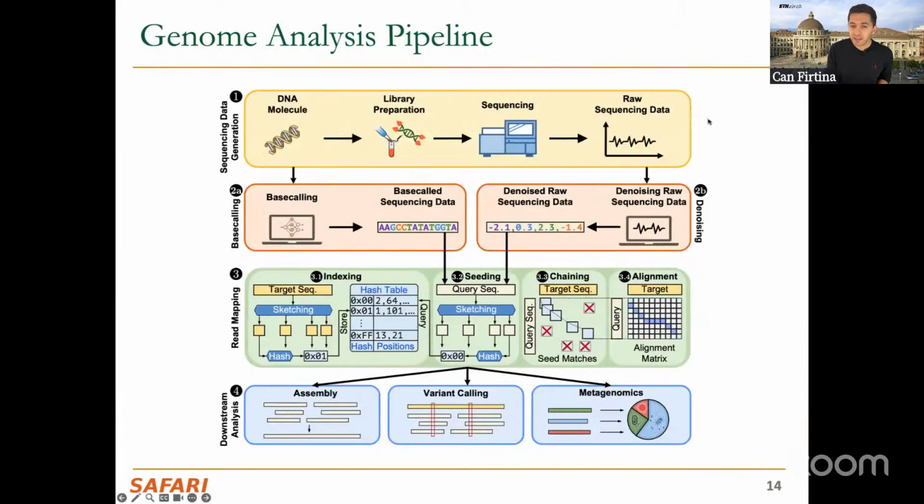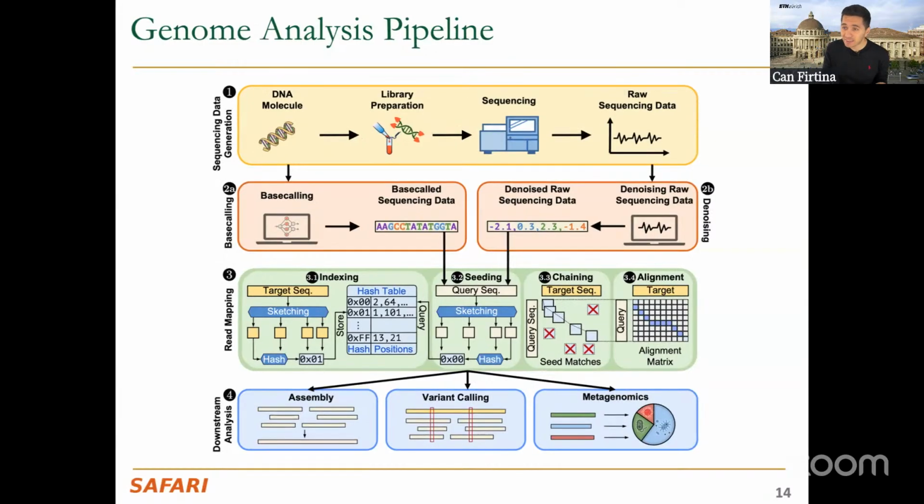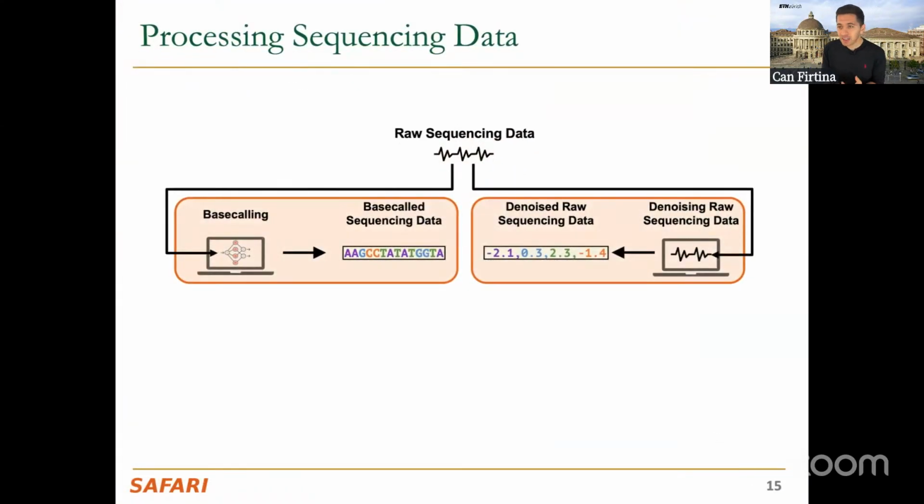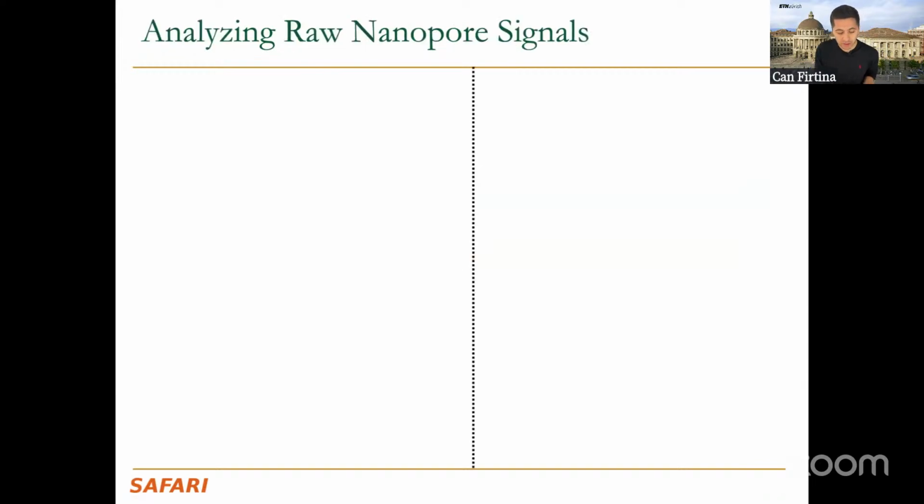So this is how we generate raw sequencing data from nanopore sequencing. Raw sequencing data is an electrical signal for us. Then let's look at how we actually analyze this data. It is usually done in two steps. The first step is called base calling. The other step is raw signal analysis by some denoising approaches, but I'll cover these later.